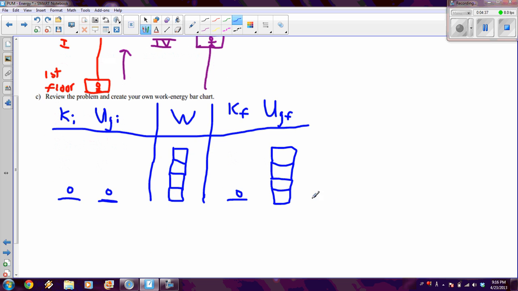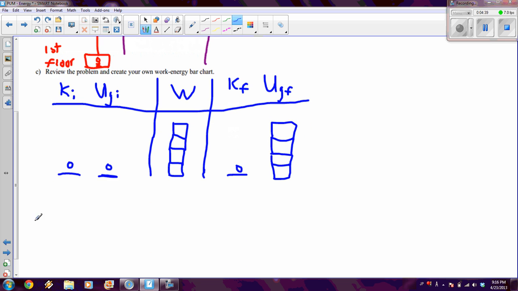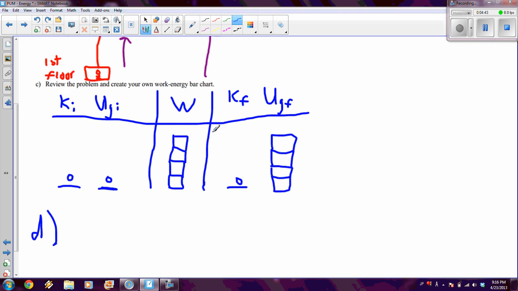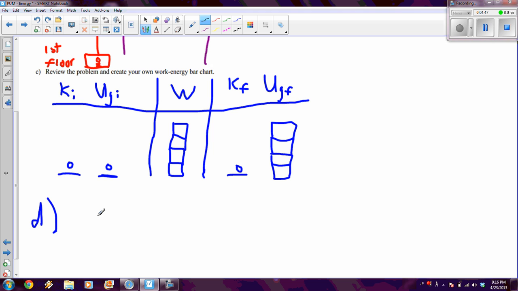And if we actually want to add a final part to this, which may help when we get into an equation that is consistent with this energy bar chart, we can end by saying that the work done is equal to the potential energy, which is mgh. And that is our final solution.